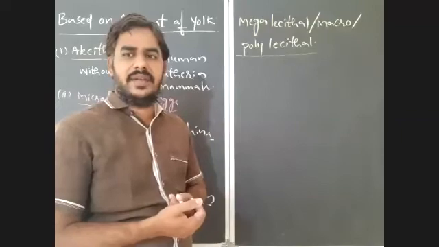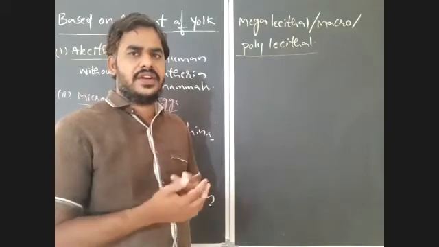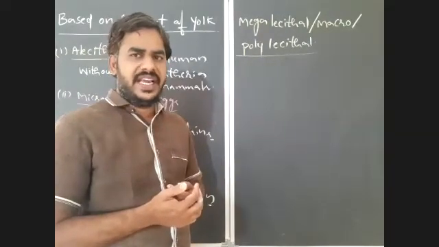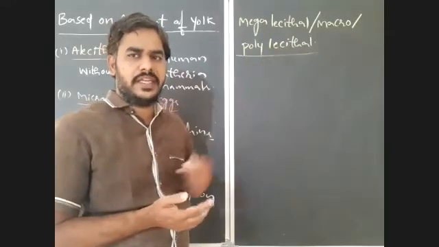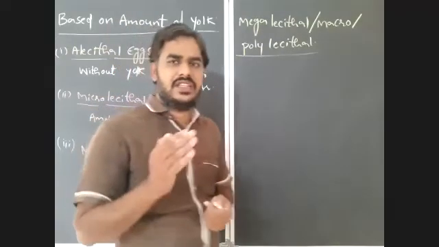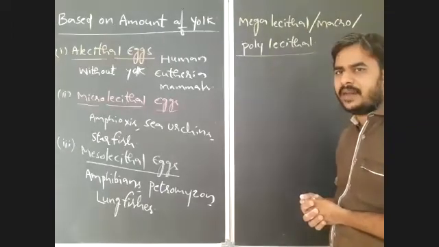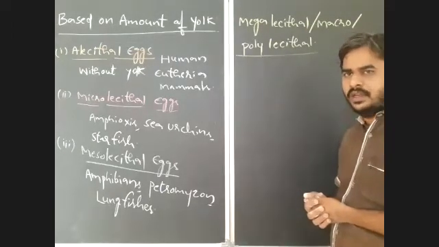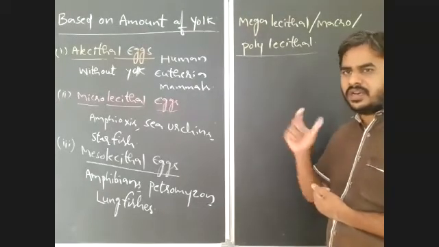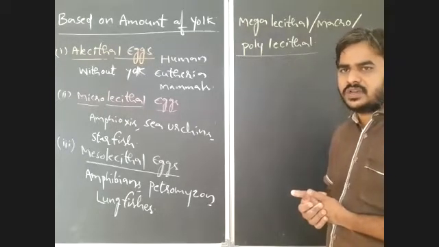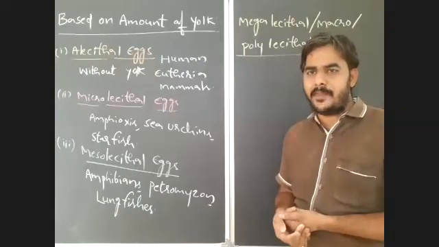What does it mean? A megalecithal or polylecithal egg means an egg with a huge quantity of yolk, an egg with an abundance of yolk. A large amount of yolk is present in the egg. If you see the egg of a hen, how is the yolk? A yellow colored substance, more yolk is present. So which type of egg is this? That is a megalecithal, macrolecithal or polylecithal egg.